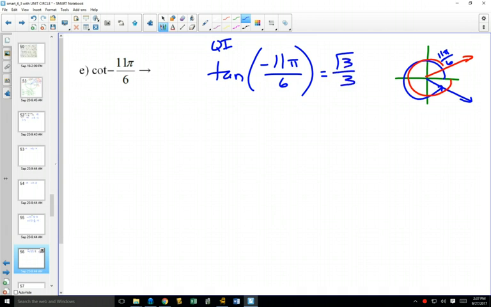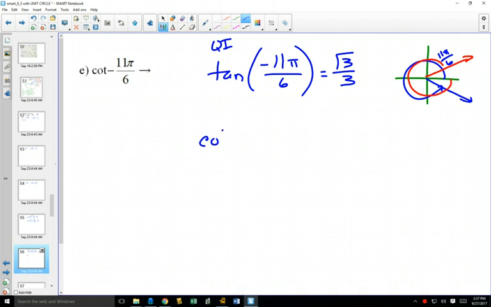Part of the way that I remember the tan of the pi over 6 has a 6 on the bottom, and 3 plus 3 is 6. And tan of pi over 3 is root 3, and 3 is equal to 3. Little things to help you study, to help you memorize things. So, tan of a negative 11 pi over 6 will be root 3 over 3.